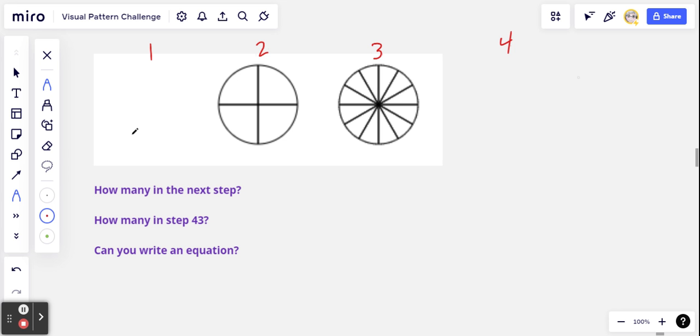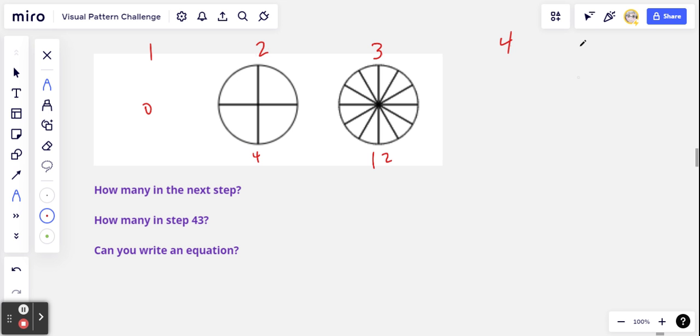All right, so in step one, it's a little funny. We don't even have a circle, so the number of pieces here is just 0. And then let's see, in step 2, this is cut into 4 pieces. And in step 3, what have we got? 1, 2, 3, 4, 5, 6. Yeah, it looks like 12 pieces. So it seems like it's growing pretty rapidly. But how do we predict step 4? I'm not really getting a lot of good intuition just from looking at this.